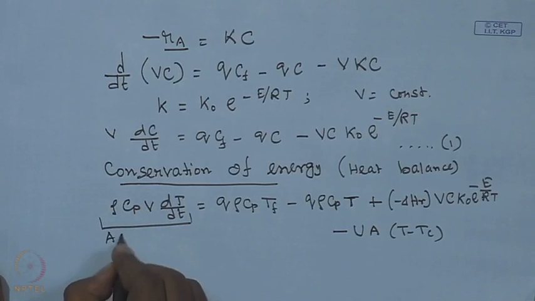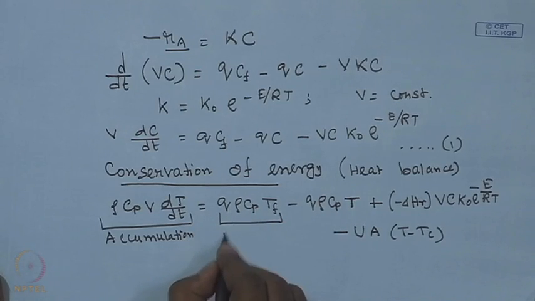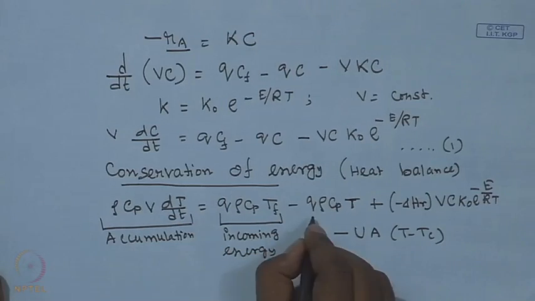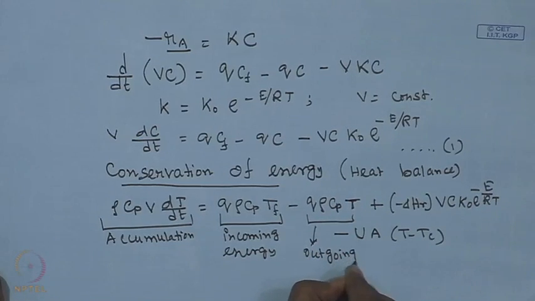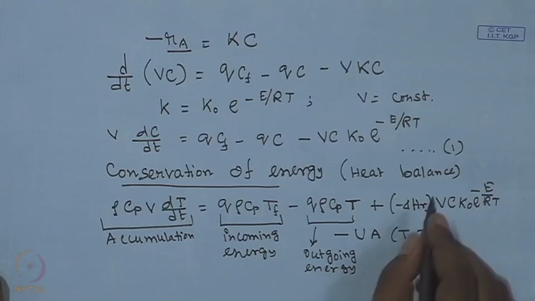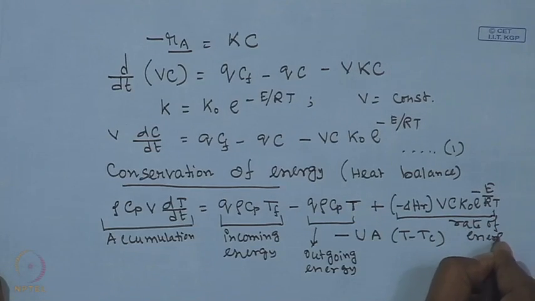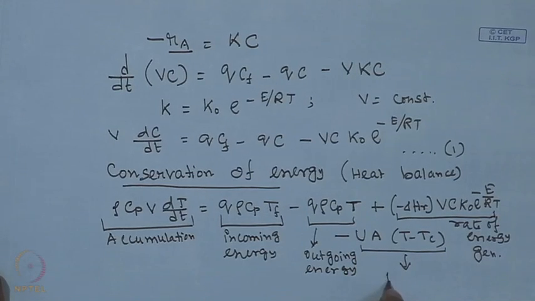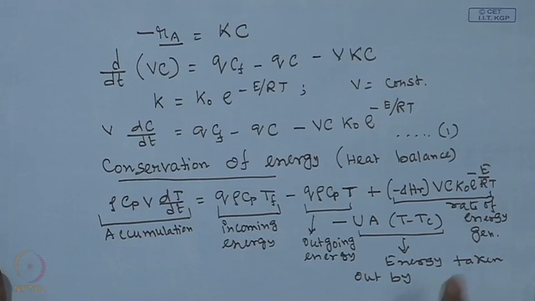So, this is the accumulation term, the rate of accumulation. This is the incoming energy, this is the outgoing energy, this is the rate of energy generation, and this is the term for the rate of energy taken out by the coolant.